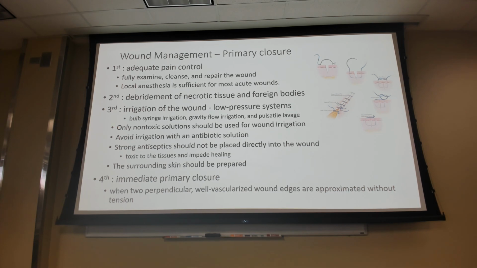And like I said, we want non-toxic solutions for irrigation. A lot of patients actually use hydrogen peroxide on their own, but that's cytotoxic to the tissue, so we typically don't recommend that. They usually avoid rubbing alcohol because of the pain associated with it, but we try to avoid any sort of antiseptics just because they can impede wound healing.